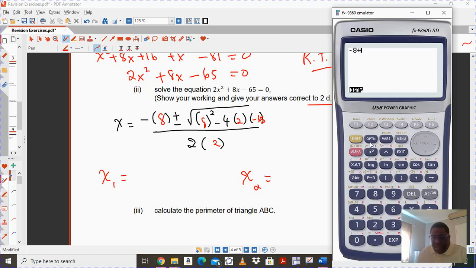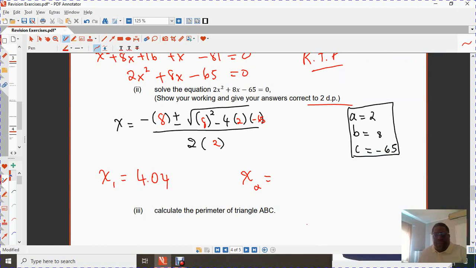Now here comes the catch. I'm going to have my square root, shift, bring in our square root. I'm going to have a bracket, and then I have 8 squared in that bracket, then minus 4 times 2 times negative 65, close it again. So I'm getting a value of 16 point something, and I'm going to divide that answer by 4. So one of my solutions will be 4.04.